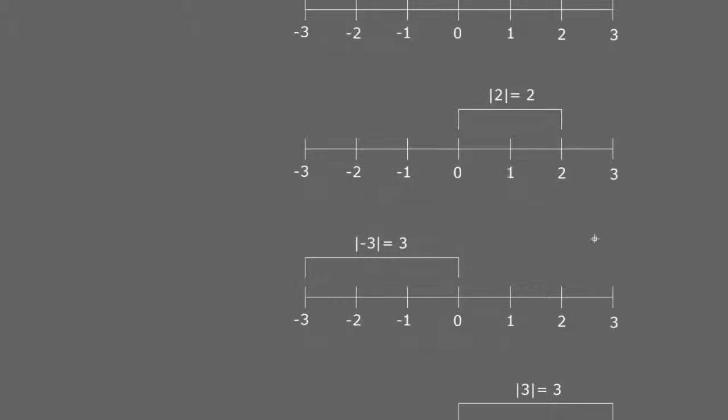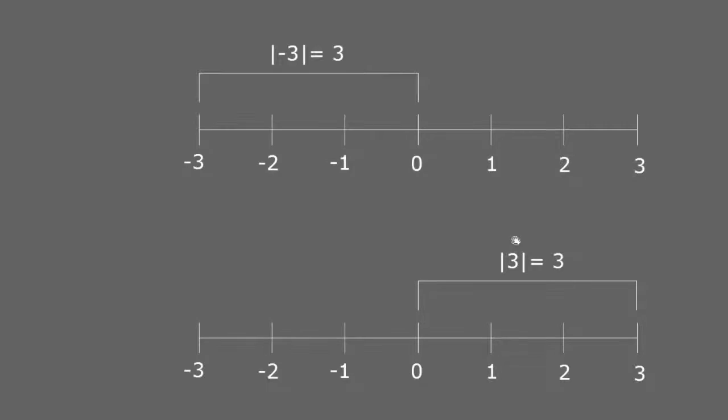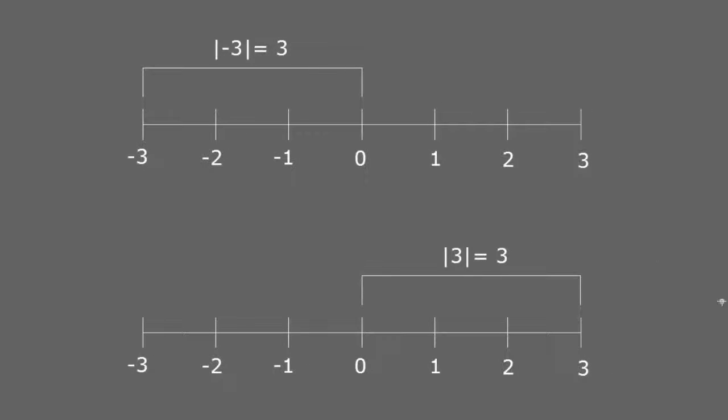And the same happens for every number that you can think of. For example, -3 and +3 both have an absolute value of +3 because both are at a distance of 3 units away from 0.